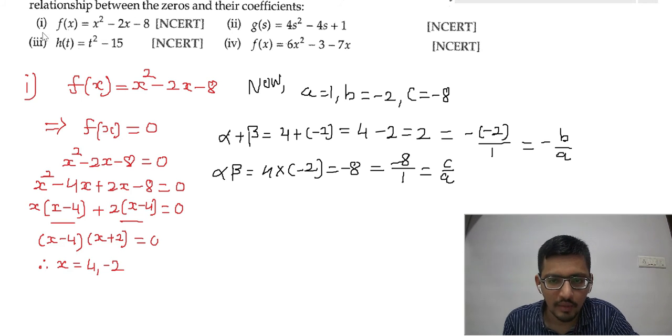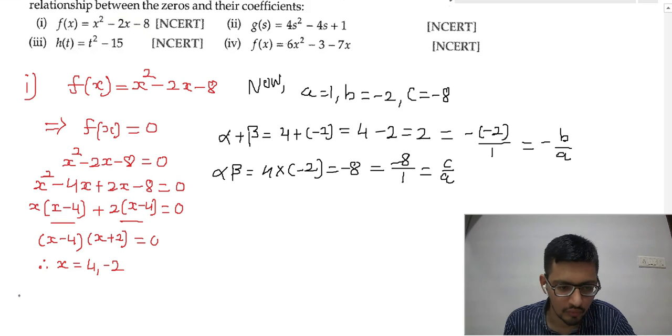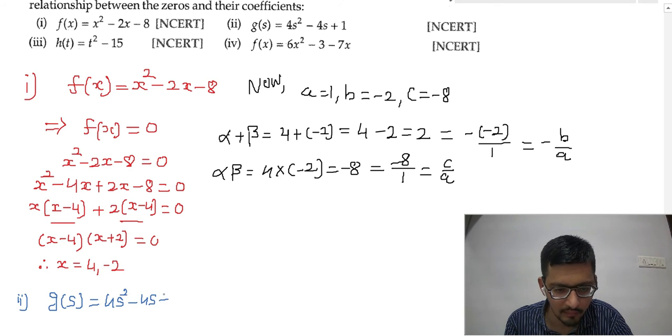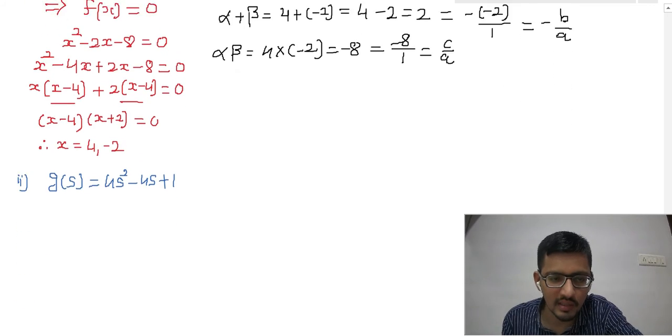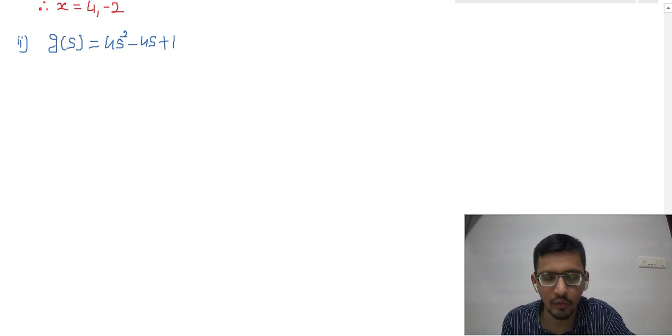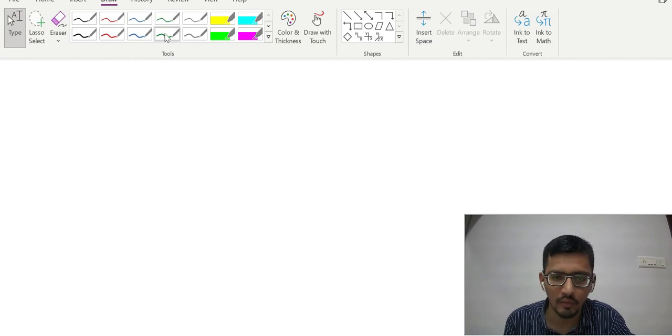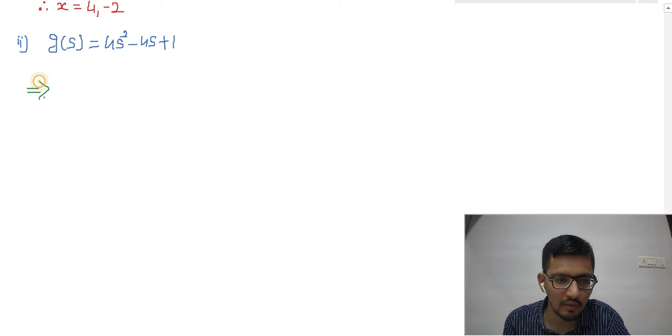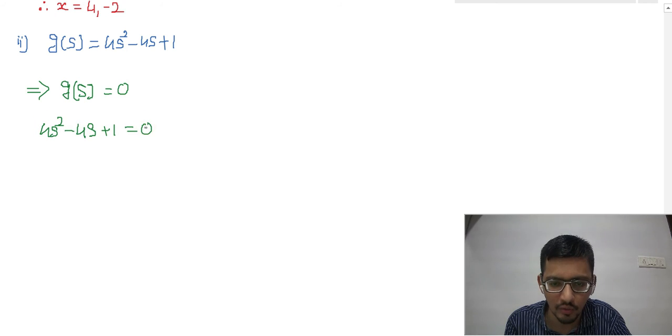See one more example. Question number 2. G of s is equal to 4s square minus 4s plus 1. Okay, so this is again a quadratic polynomial. I want to first find the zeros of this polynomial. So what is the procedure to find the zeros? What I told: g of s equal to 0. So 4s square minus 4s plus 1 is equal to 0. Now how to factorize this?